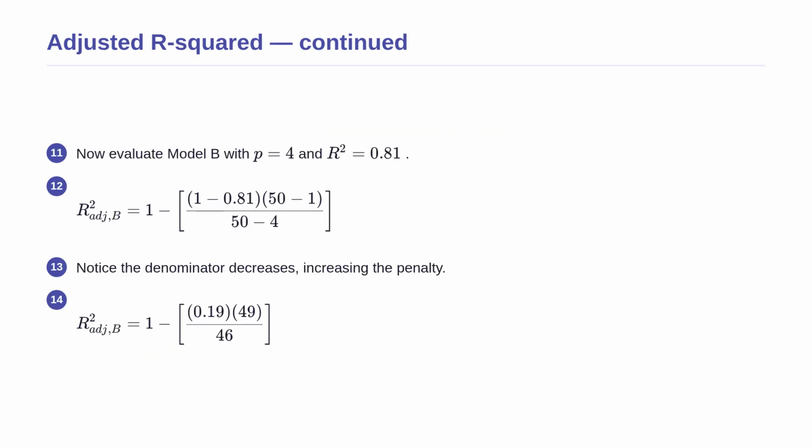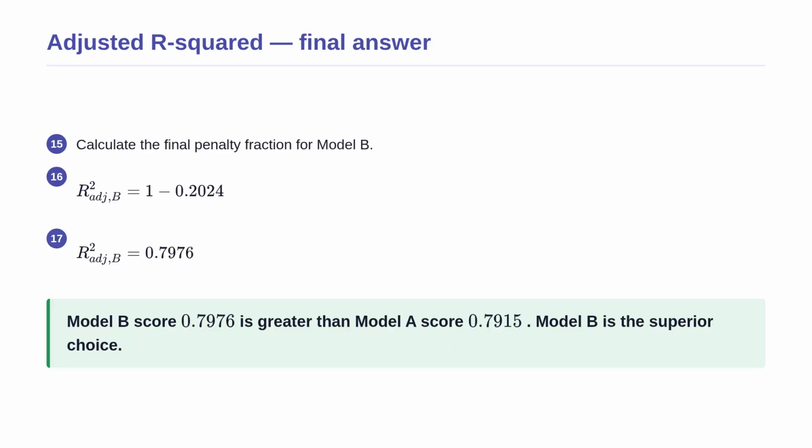Now that we have our baseline, we move on to evaluating Model B using the exact same mathematical framework. We substitute the slightly higher standard R-squared value of 0.81. We keep the same sample size of 50, but we must increase the parameter count to 4. The unexplained variance drops slightly to 0.19, which is good. However, the denominator decreases to 46 because we added a parameter. This smaller denominator causes the overall penalty fraction to become larger. This is exactly how the formula punishes us for adding complexity. Let us finalize the calculation for Model B.